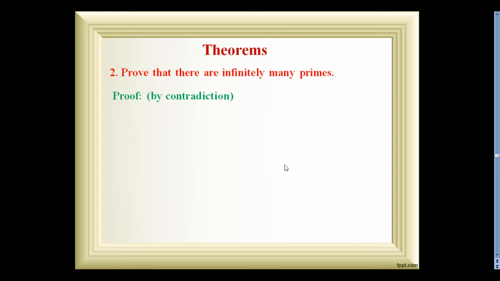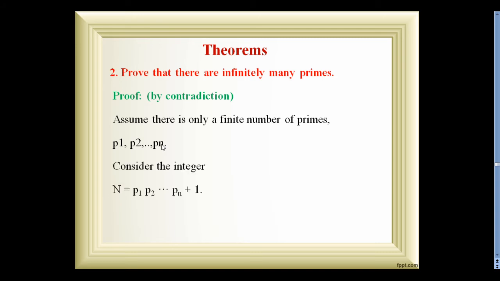Now we will see the next theorem. Prove that there are infinitely many primes. This theorem can be proved by contradiction. In the contradictive way, we assume there is only a finite number of primes. Because it was given infinitely, I am taking a finite number of primes. What are the primes? P1, P2, up to Pn we have taken. Consider the integer capital N equal to P1 times P2 times up to Pn, the product of n primes, plus 1.